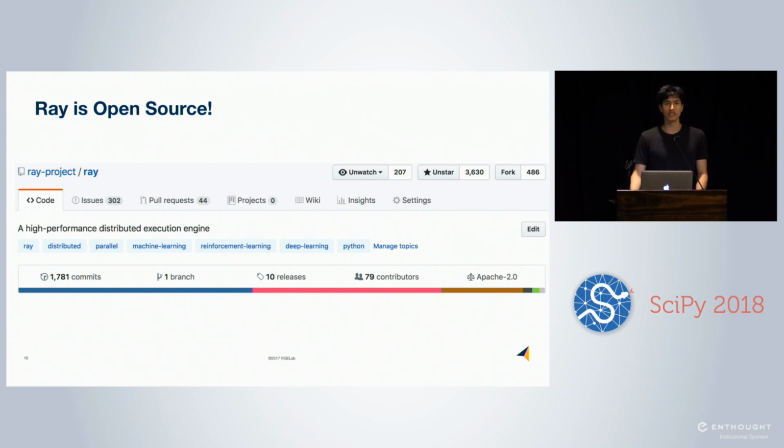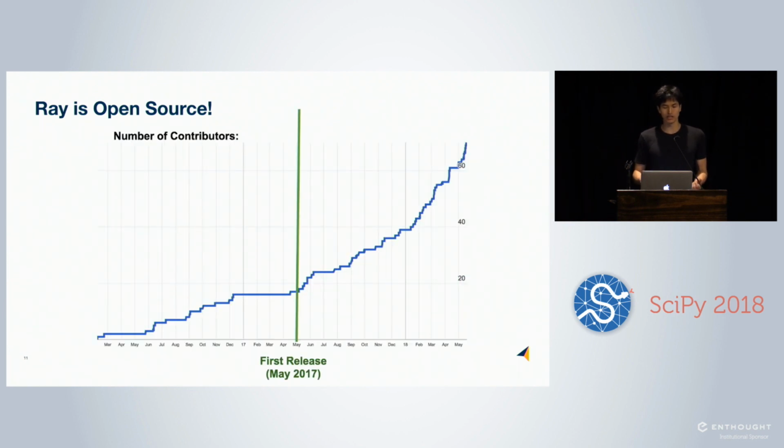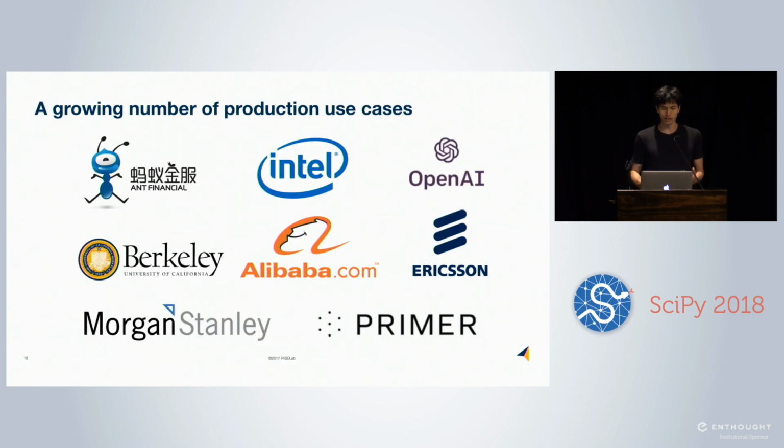Before I dive into the details of how Ray works, I want to mention that it's an open source project. Our goal is to grow it as an open source project. It's a relatively young project, but it's growing quickly. We have an increasing number of contributors. The green line shows where we had our first release about a year ago, and we've just released 0.5. We have a growing number of production use cases at companies of different sizes. And one of the reasons we're so excited to be here is that we're looking for new use cases and new ways to contribute or to collaborate.